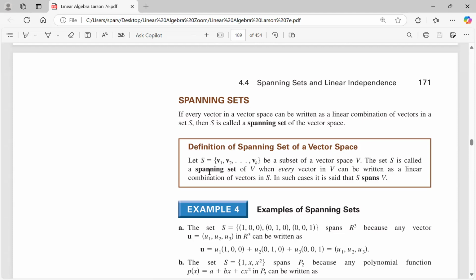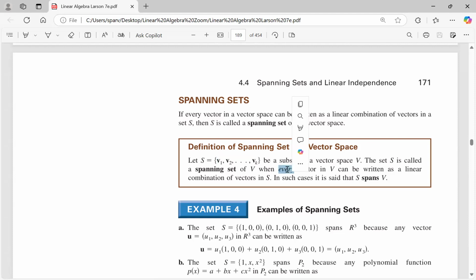The set S that's made up of vectors v1, v2, all the way up to vk is a subset of the parent vector space. The set is a spanning set when every vector in V can be written as a linear combination of vectors in S. Ain't that cool? Remember, the parent vector space has a whole bunch of vectors in it, infinitely many.